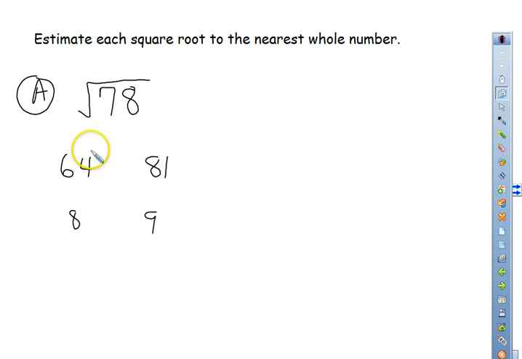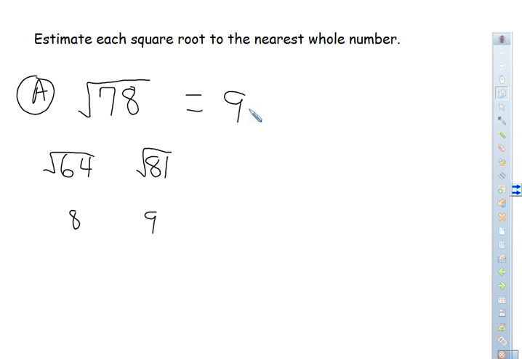Now it's asking, what is it closer to? And again, these are the square roots, 8 and 9. Where does 78 fall in between these two numbers? Is 78 closer to 81, or is it closer to 64? That's just a matter of subtracting and finding the difference. You'd find that this one is only 3 away. So in this case, the best estimation would equal 9.